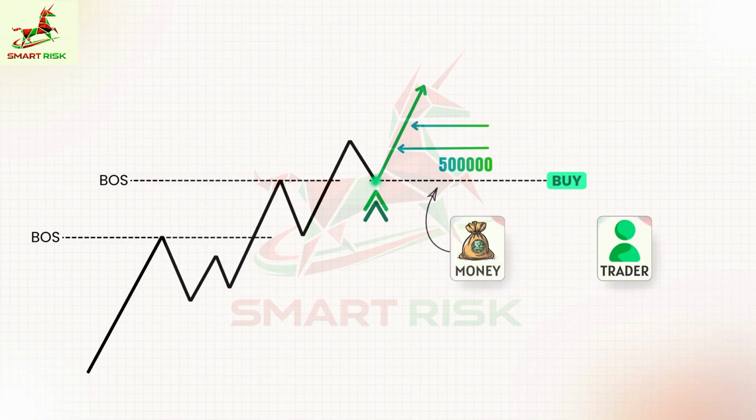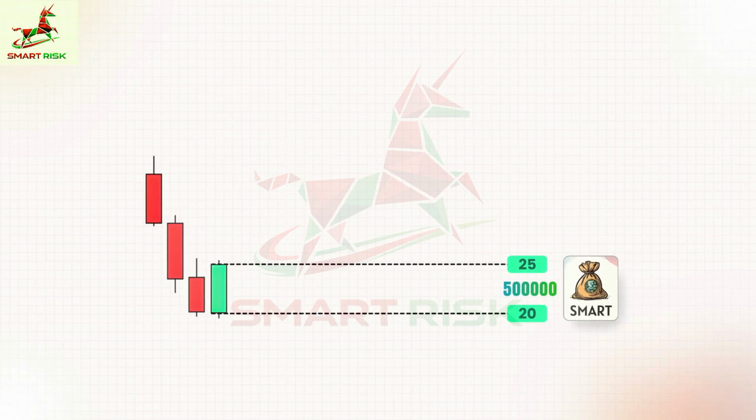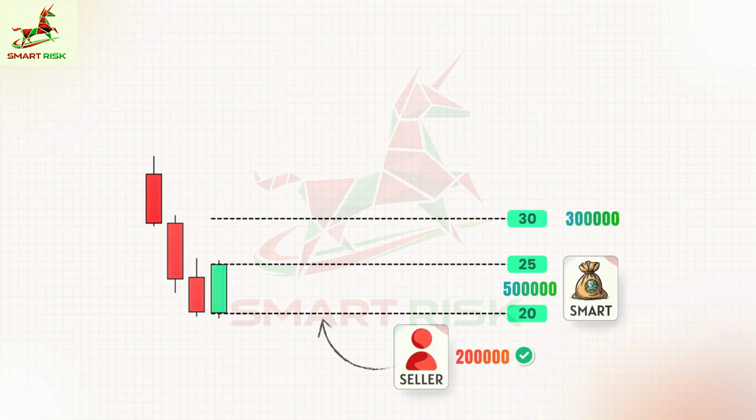Let me put some numbers on this to make it concrete. Say smart money wants to buy 500,000 contracts at the $20 to $25 price range. But at that level, there are only 200,000 sellers available, so only 200,000 of their 500,000 contracts get filled. The remaining 300,000 contracts, they'd have to chase prices higher to get those filled, which would eat into their profit margin significantly.